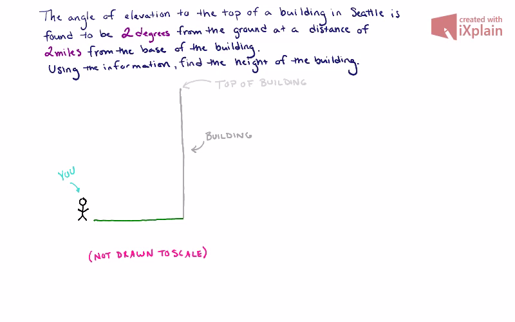We do know that the distance between you and the building is going to be 2 miles, so I'm going to go ahead and jot that in. I also know that I have an angle of elevation, excuse me. So basically what I'm saying is my angle of elevation is from the bottom and looking upward. And we know that this is 2 degrees. So if we draw in that terminal side, we have, amazingly enough, created a right triangle.